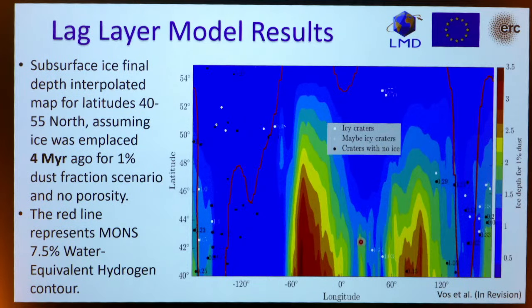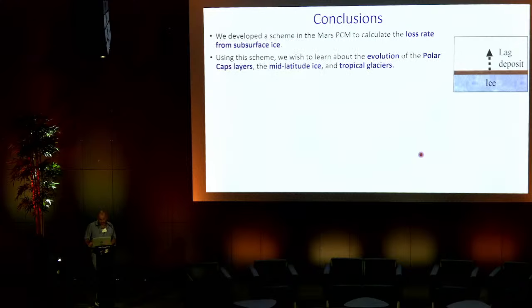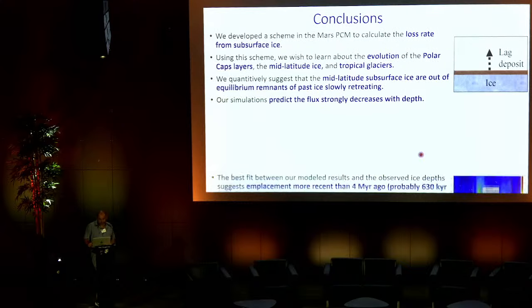I would say 630 kiloyears, because this was the last time obliquity reached 35 degrees, and until then it didn't reach higher. To conclude, we developed a scheme in the Mars PCM to calculate the loss rate from the subsurface ice. Using this scheme, we wish to learn about the evolution of the polar cap layers, the mid-latitude ice, and the tropical glaciers. We quantitatively suggest that the mid-latitude subsurface ice is out-of-equilibrium remnants of past ice that is still slowly retreating today. Our simulation predicts the flux strongly decreases with depth.